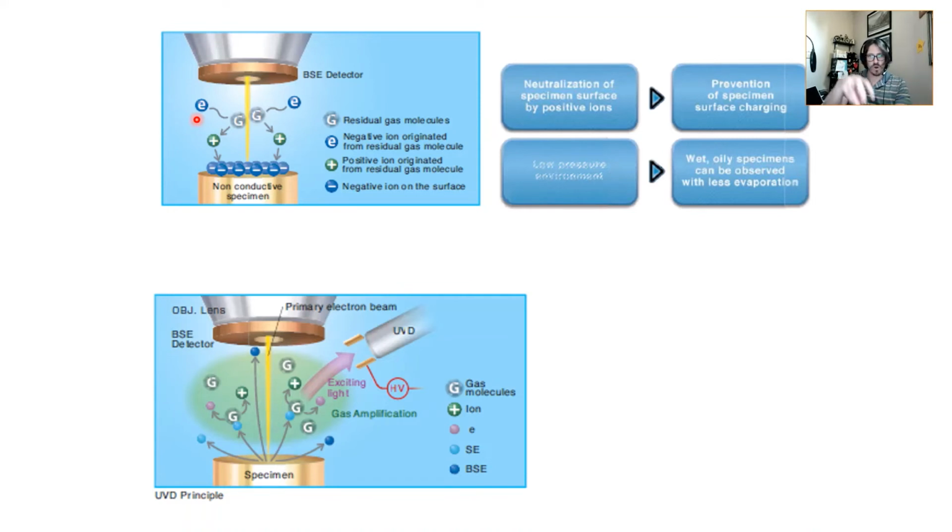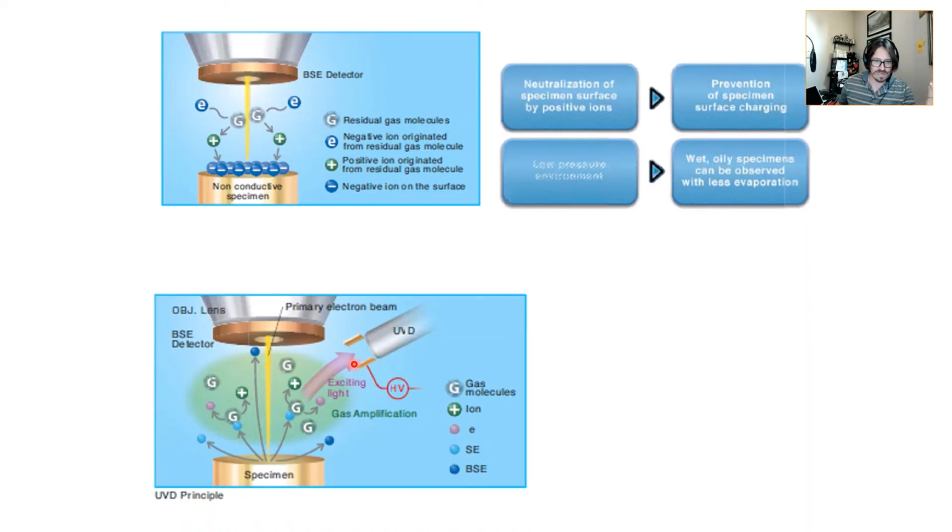But charging is where you get extra electrons on the surface, and in this case, these extra electrons interact with the air, and positive ion originated from the gas molecule, so opposites attract. It'll interact with the air. So in this case, gas is air.